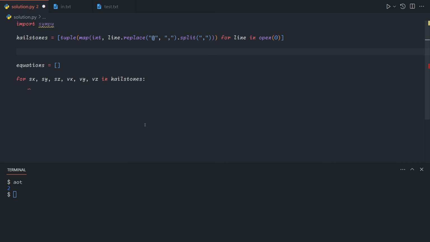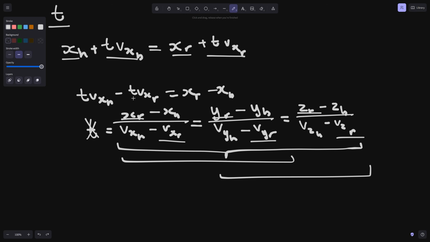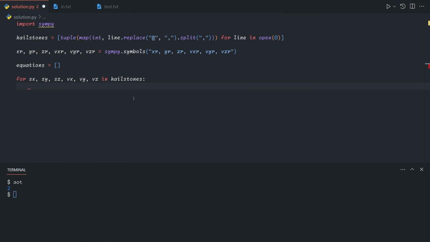So we can do xr, yr, zr, vxr, vyr, vzr, which is a bunch of symbols. These are our SymPy symbols. And now we just need to add our equations.